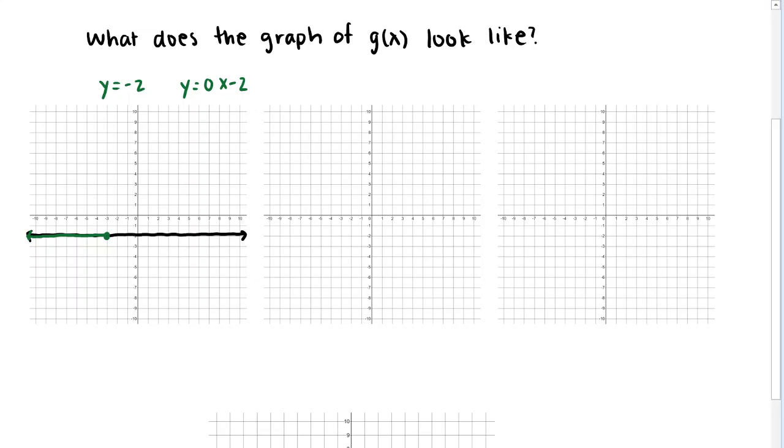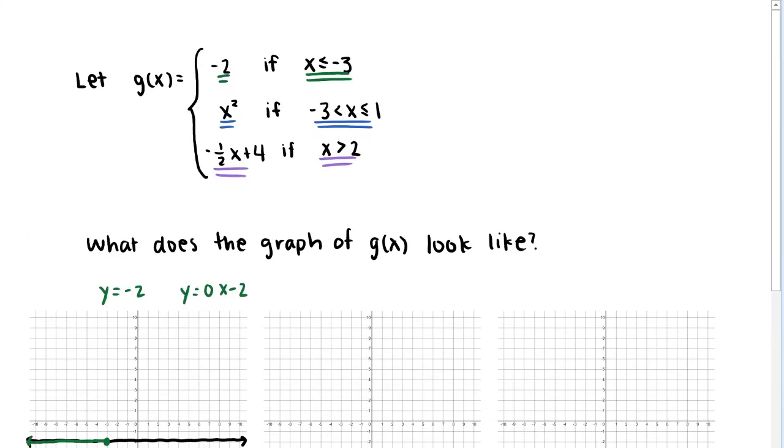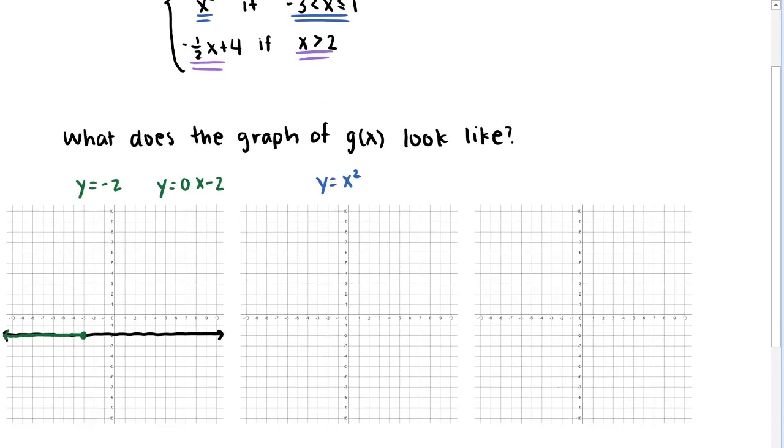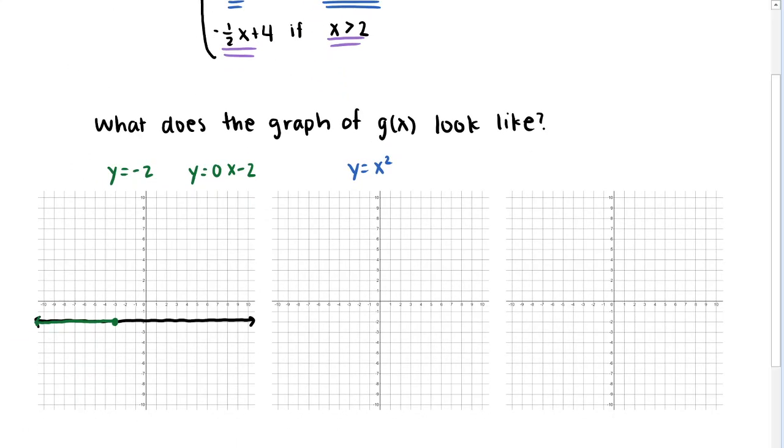What about our middle rule, right? So y is equal to x squared. Well, the graph of this equation is our parabola, right? So we see the points 0, 0; 1, 1; 2, 4; 3, 9; negative 1, comma 1; negative 2, comma 4; negative 3, comma 9. And the graph that goes through these points looks something like this.